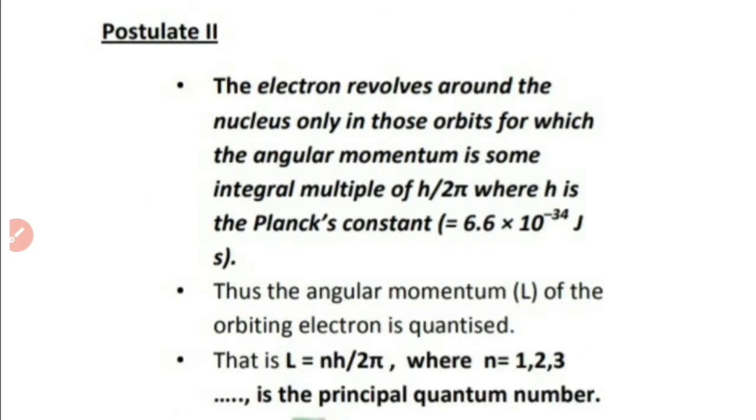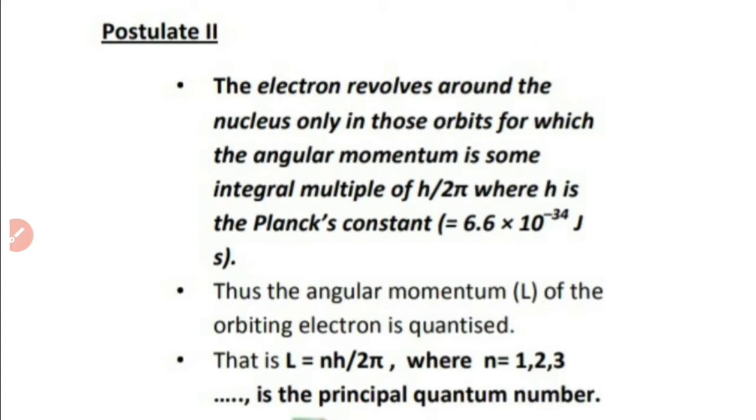Now the second postulate tells where such stable states or stationary states are. According to the second postulate, the electron revolves around the nucleus only in those orbits for which the angular momentum is an integral multiple of h by 2 pi, where h is the Planck's constant and its value is 6.6 into 10 raised to minus 34 joule second.